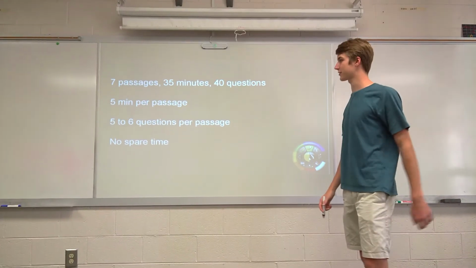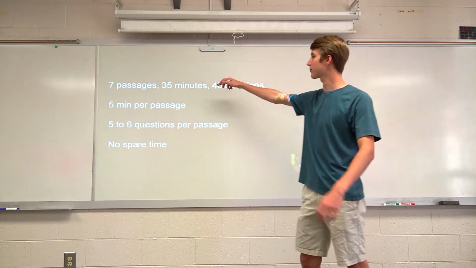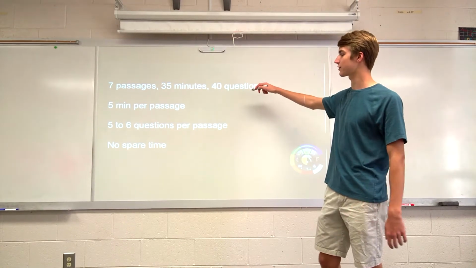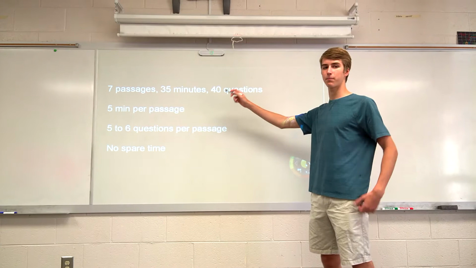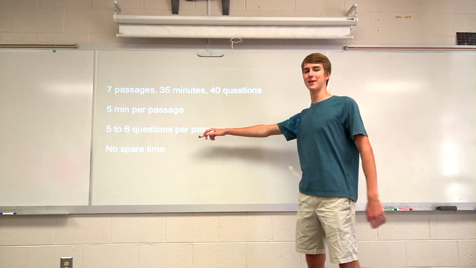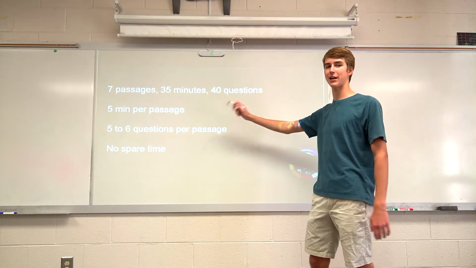So for the ACT science section, there's 7 passages with 35 minutes total, and there's 40 questions. So you have 5 minutes per passage, so that's really only 1 minute per question. So you have no spare time at all, and you need to work fast but accurately to get the highest score possible.